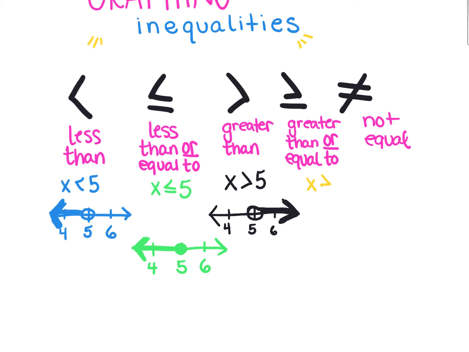When x is greater than or equal to 5, again, we're going to put 5 in the middle of our number line. This time we can equal 5, so we're going to shade in. That's going to be a closed dot. And then we're going to shade on the greater than side of the number line.